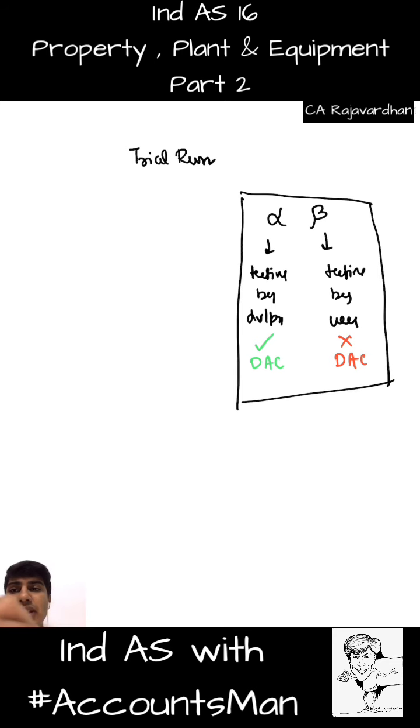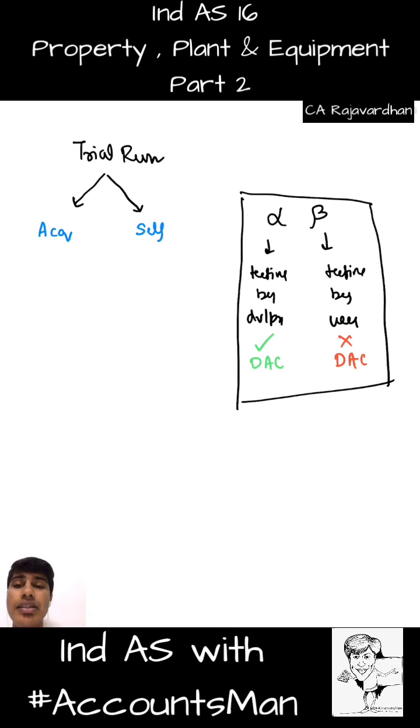The next important point is that with regard to trial run, we need to check what the asset is on which we're doing the trial run. Important part, concentrate, I'll explain it to you. What is the type of the asset? The first part is: is this an asset acquired or is this a self-generated asset? Does it matter?